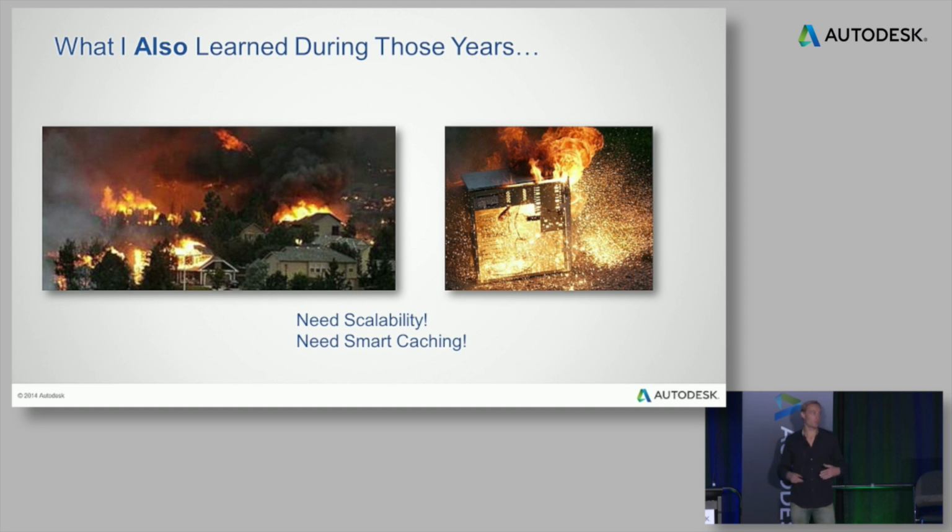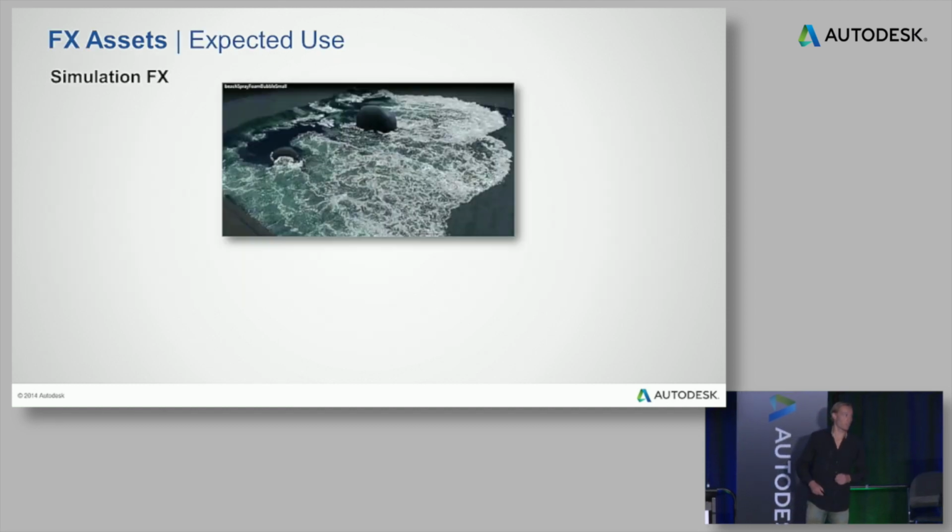So the idea of being smart about how much you cache, and cache what you need and compute what you need, is one big key part of what I think the scalability problem is. And I will talk a bit about how we are thinking about that. So finally, what do I expect people to use these assets for?